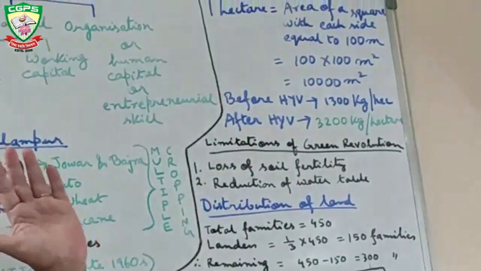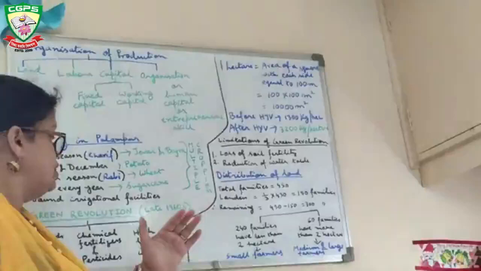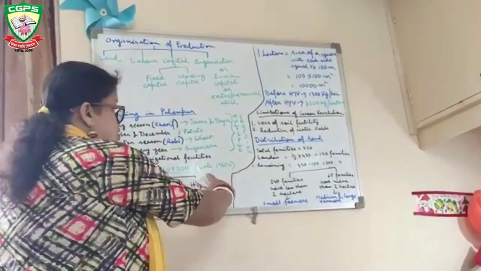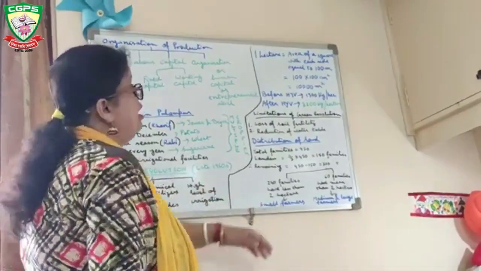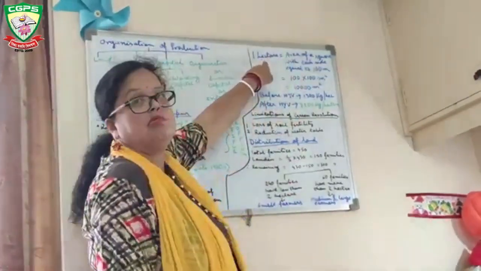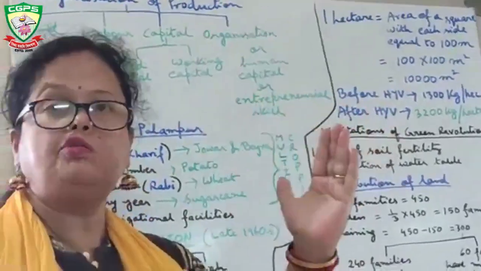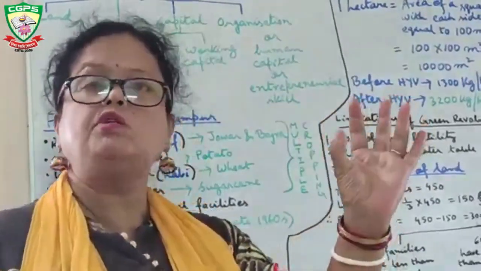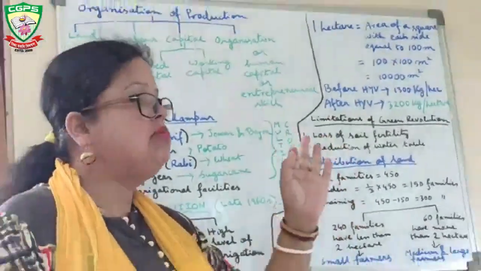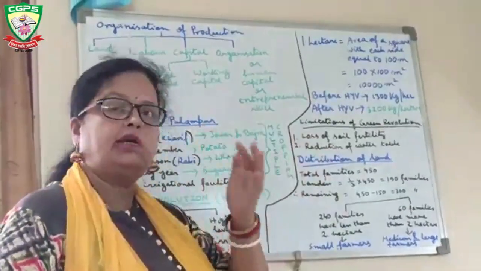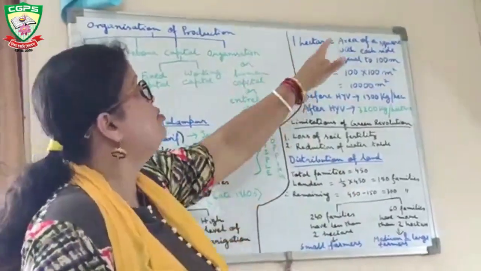Matlab, you can say nearly 3 times production increased after the adoption of this new method of farming, or green revolution method. Now hectare, here I have written how to measure 1 hectare. And the unit to measure land area, the universal unit, is hectare. Sometimes in villages it is also measured in bigha or gunthaa. But here we are using 1 hectare.